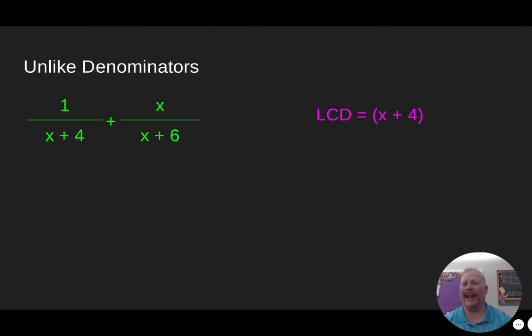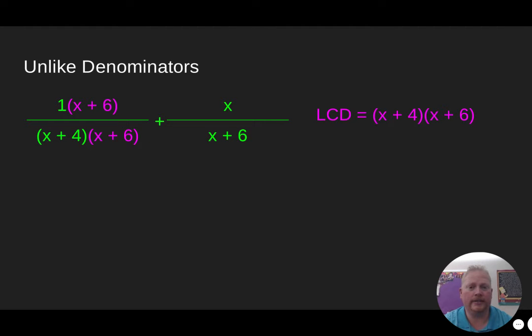Instead, my common denominator has to have x plus 4 in it, and it has to have x plus 6 in it. So that would be my common denominator, x plus 4 times x plus 6. So now let's go ahead and apply that to what's going on here. I want to make both denominators x plus 4 times x plus 6. So for that first fraction, I need to multiply by x plus 6. For the second fraction, I need to multiply by x plus 4. So now both denominators are x plus 6 times x plus 4.